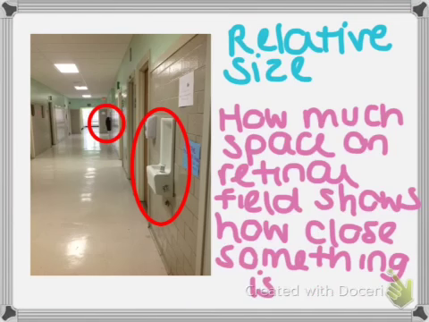Relative size helps determine the size of an object based on the amount of space it occupies in the retinal field. Because the bubbler takes up more space on the retinal field in comparison to the trash can, which is about the same size as the bubbler, we perceive the bubbler to be closer and the trash can to be farther away.